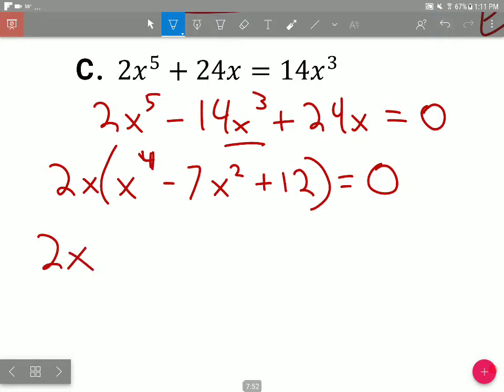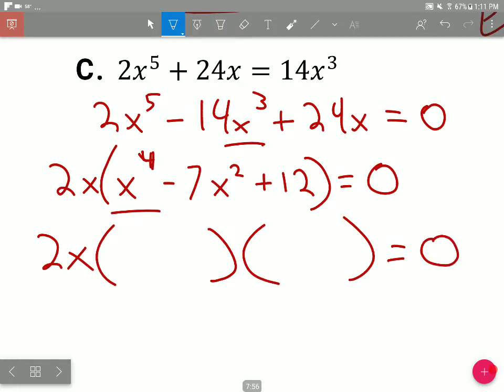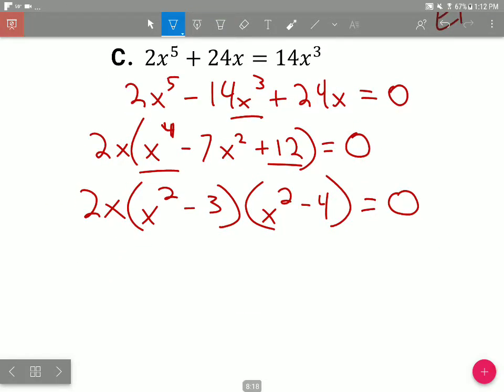So let's go like this. What are 2 things that multiply to x to the 4th? Good. X squared and x squared. What are 2 things that multiply to 12? Negative 3 times negative 4 is positive 12. Do they add up to negative 7? Yes.